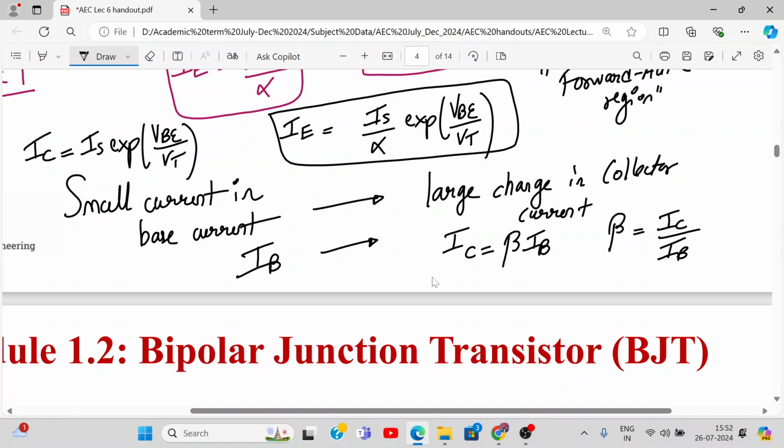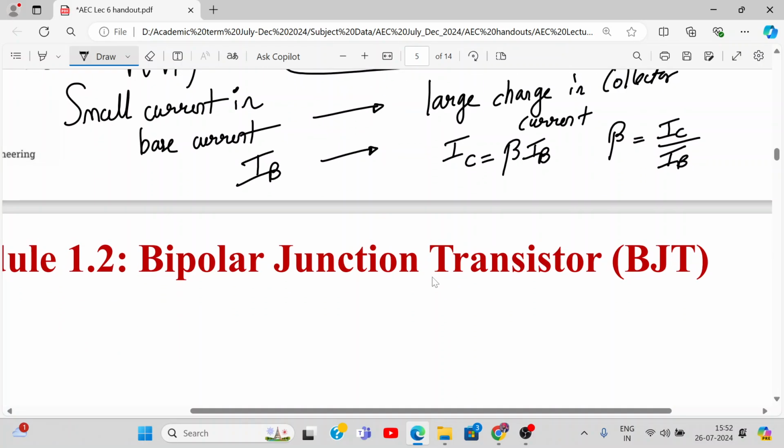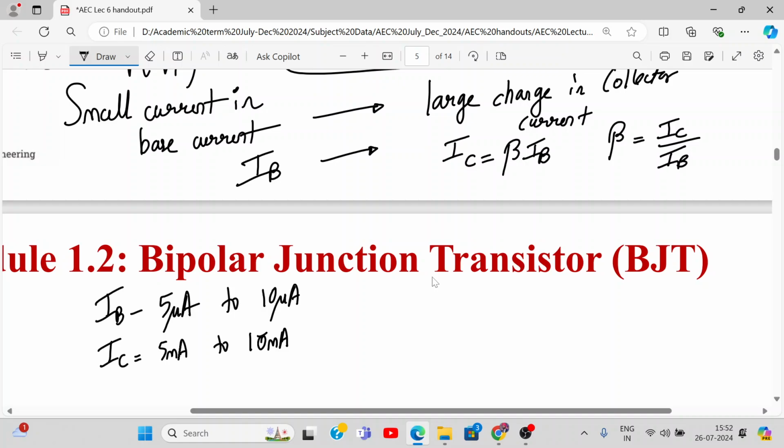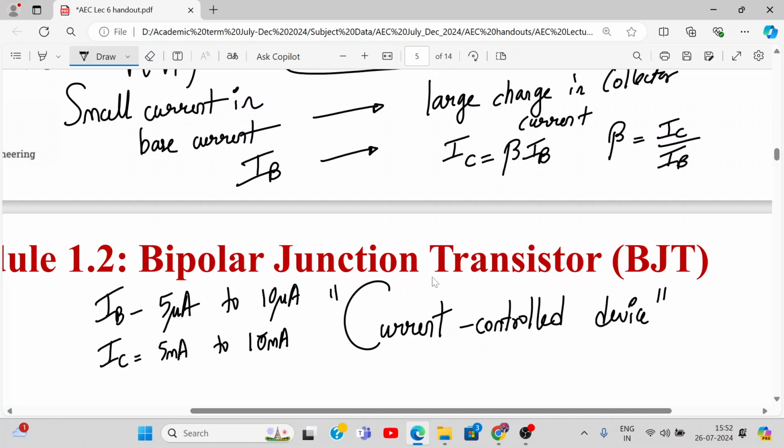Input current in your lab experiment also, the common emitter experiment. If you change your IB, you observed this. If you change your IB by a small amount, your IC changes drastically, in milliamperes. Let me give you an example. If IB you change from 5 microamperes to 10 microamperes, IC may change from 5 milliampere to maybe 10 milliampere. Very, very high. I'm just giving you a rough number. So this is the change. That's why the BJT is called a current control device.